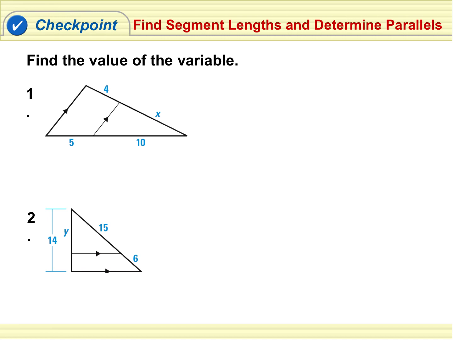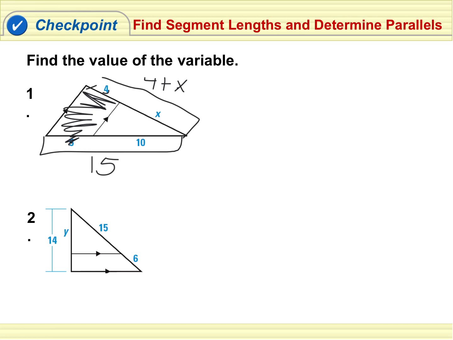On overlapping triangles, what is the first thing you want to do? Combine your sides. This side turns to 15, 5 plus 10, and then this side turns to 4 plus x. Make sure we are saying plus x, not 4 times x, because you're adding them together. You can also write x plus 4. What did I tell you to do next? Get rid of 5 and 4. Delete what you don't want.